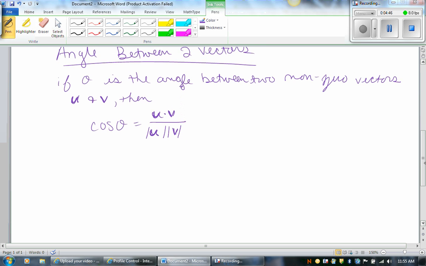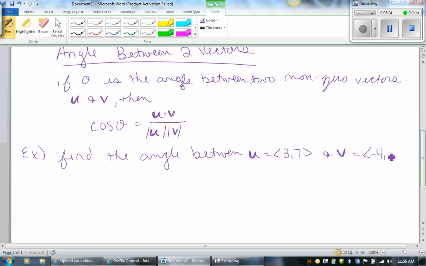Okay, so let's take a look at an example. We want to find the angle between vector U and vector V. Okay, so what we're going to do first is we're going to find the dot product so that we can use that in our formula. So U dot V is equal to our first components, 3 times -4, plus the product of our second components. So we get -12 plus 14, which gives us 2.